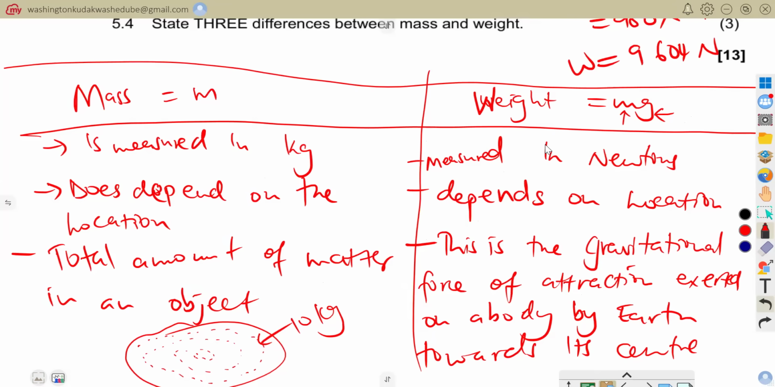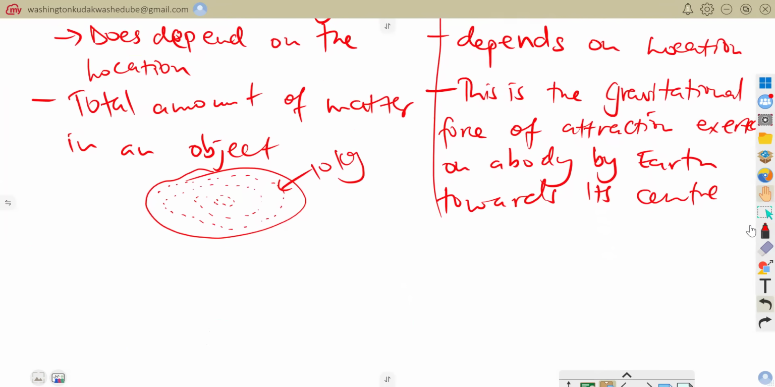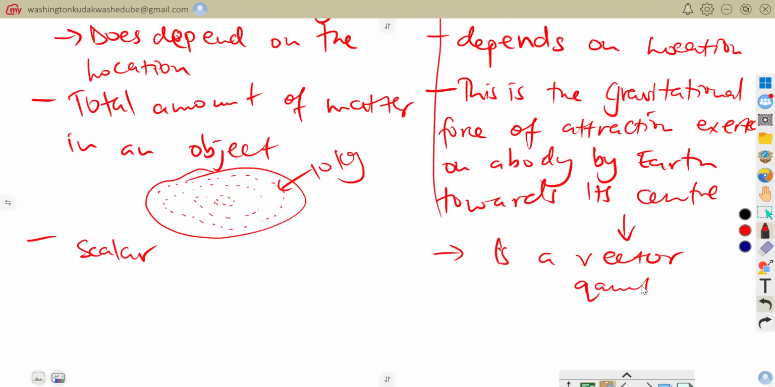Maybe to add another one as an extra, mass is a scalar quantity. There's no direction. Weight is a vector quantity because it is directed towards the center of the Earth, which is always directed downwards. So weight is a vector quantity, while mass is a scalar quantity. That can be another difference there.